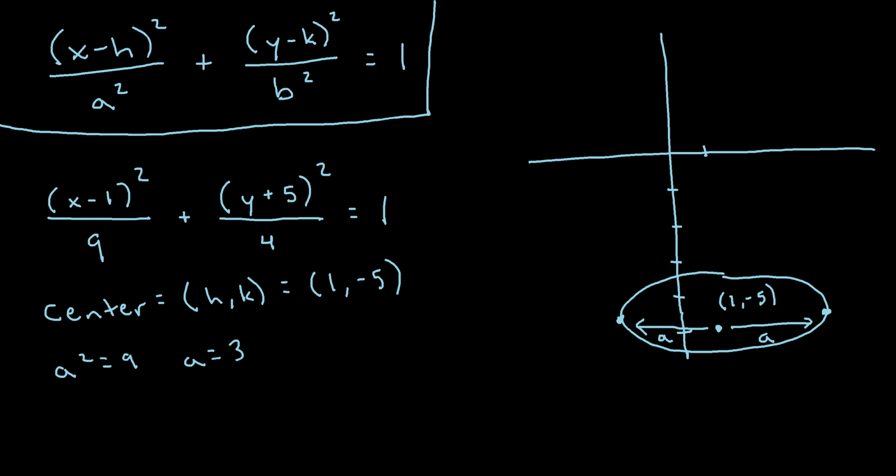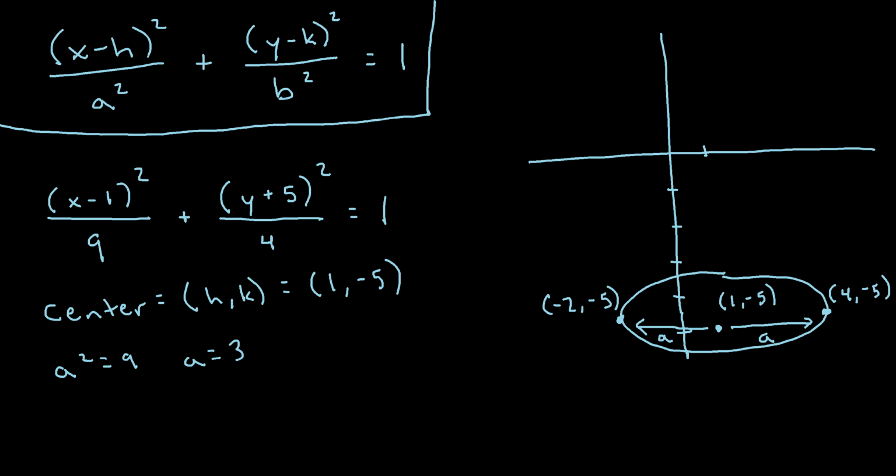So if we add 3 to this x-coordinate, we'll get 1 plus 3 is 4. So this point will be 4, negative 5. And if we subtract 3, we'll get negative 2, comma negative 5. So these are our vertices: negative 2, negative 5, and 4, negative 5.